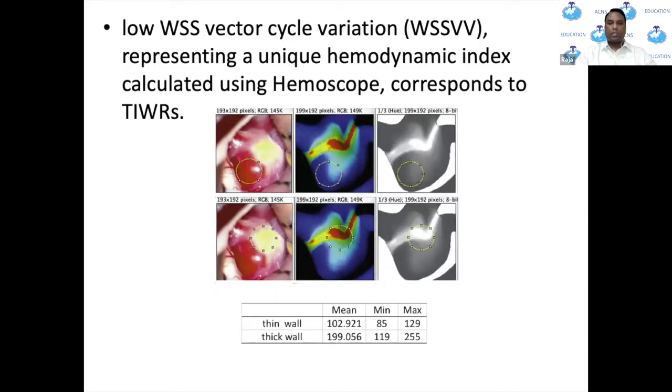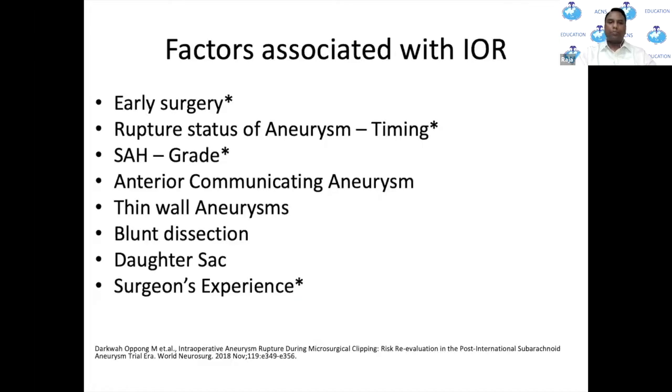Now, Professor Hidehito Kimura presented this article, and he noted that low wall shear stress vector variant cycle represents a unique hemodynamic index calculated using Hemoscope, and this corresponds to thin wall regions over the aneurysms.